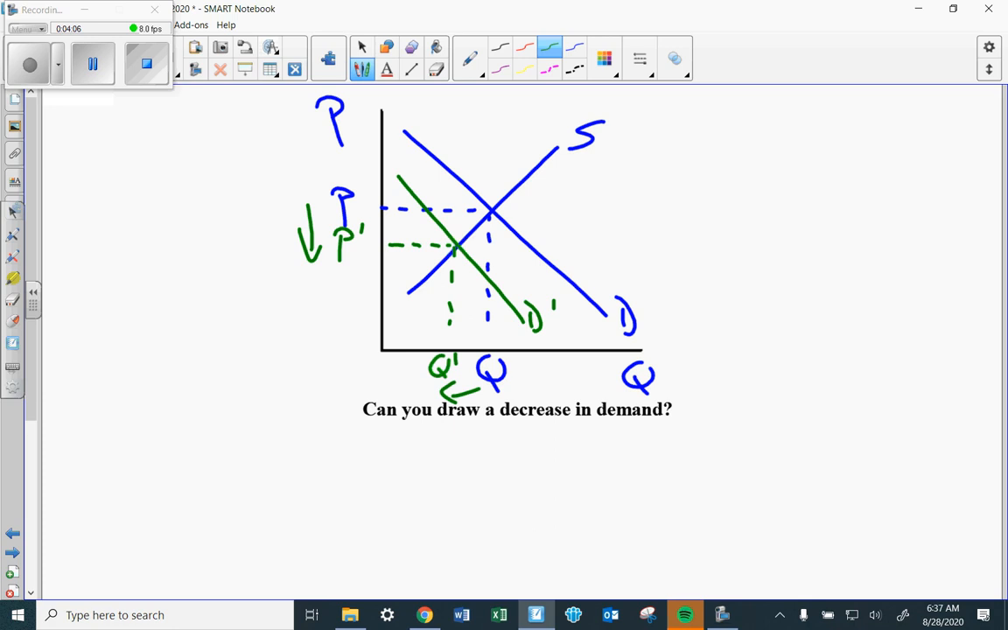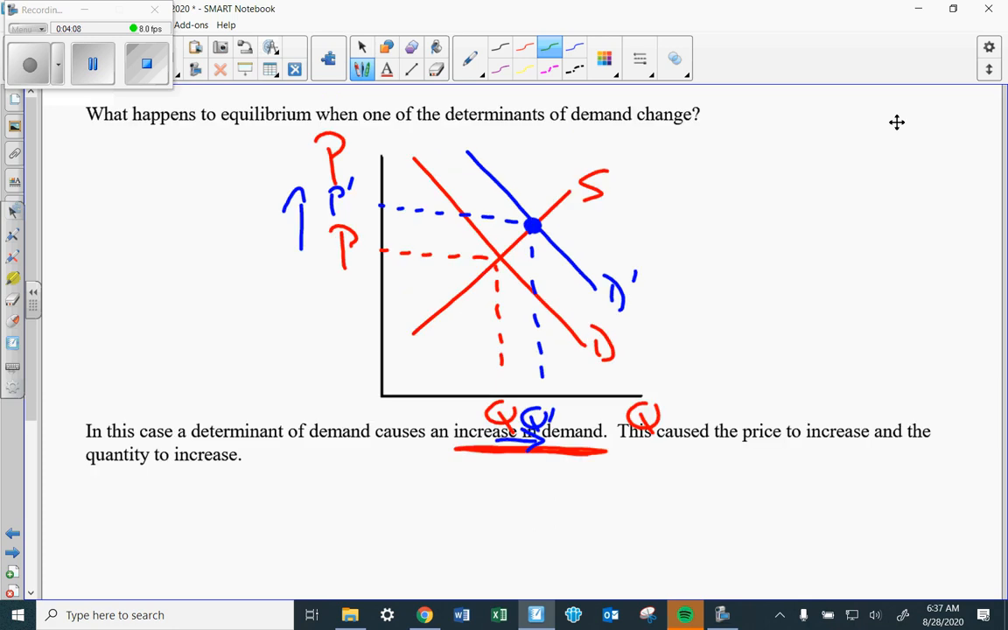And by the way, that's what we're looking for. We're looking for an answer on this other one here. The answer is price increases, quantity increases. This is the one you did just a minute ago.